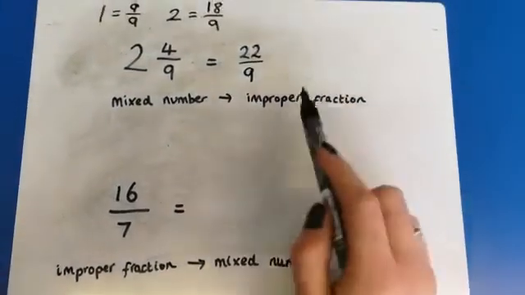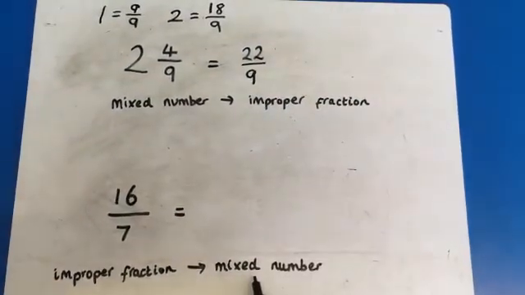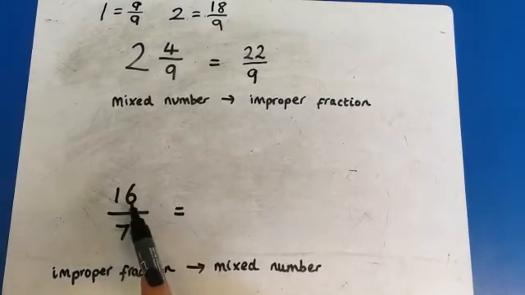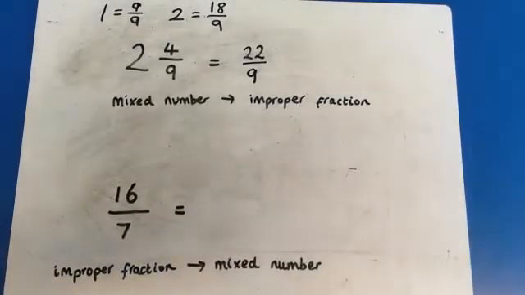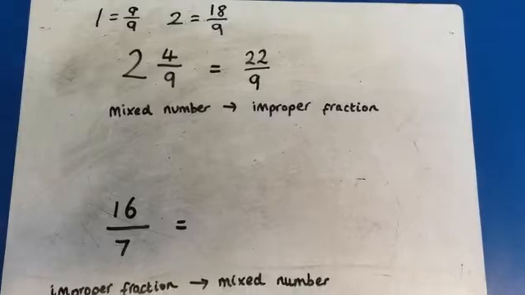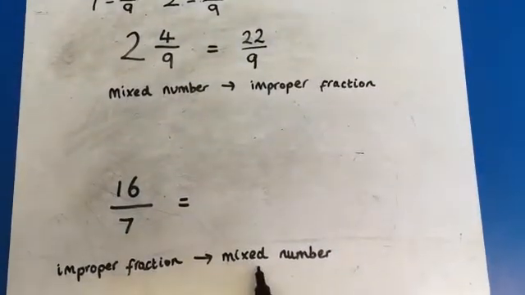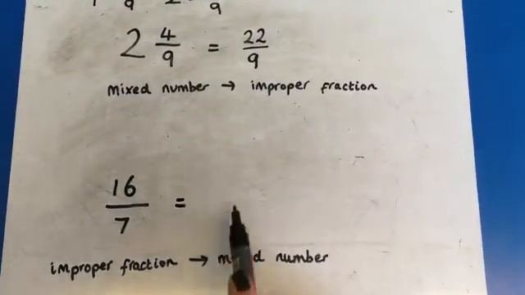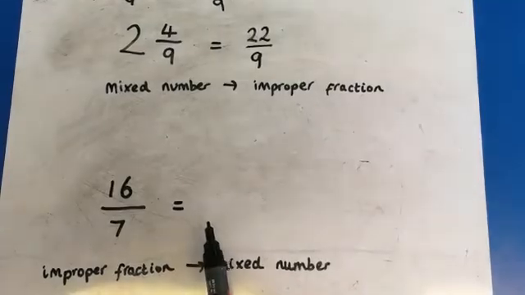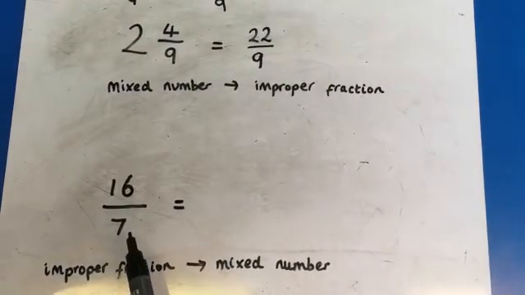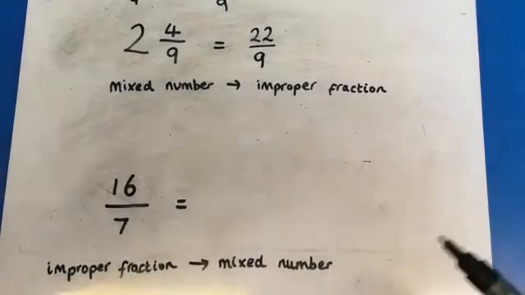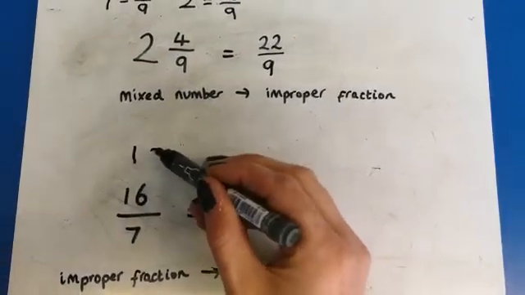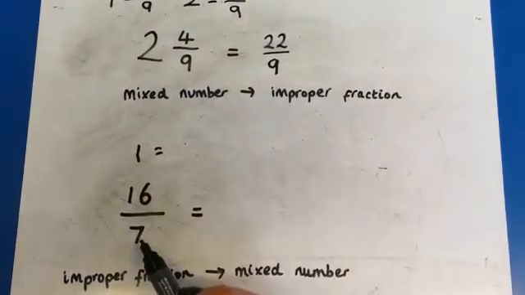And to go from an improper fraction back to a mixed number, this time I've got 16 sevenths. So I want to write it as a whole number alongside a fraction to have it as a mixed number. To get my whole number, I need to think about how many wholes would fit into 16 sevenths. And I can remind myself that 1 whole one would be 7 sevenths.